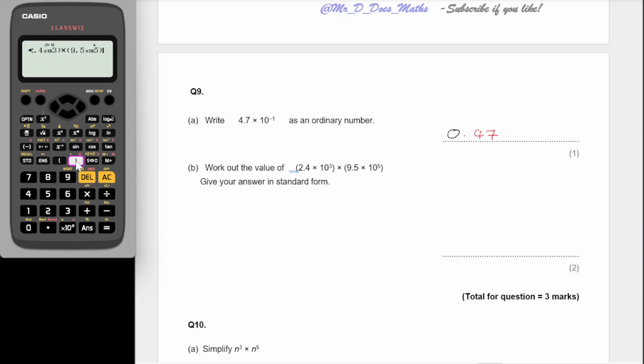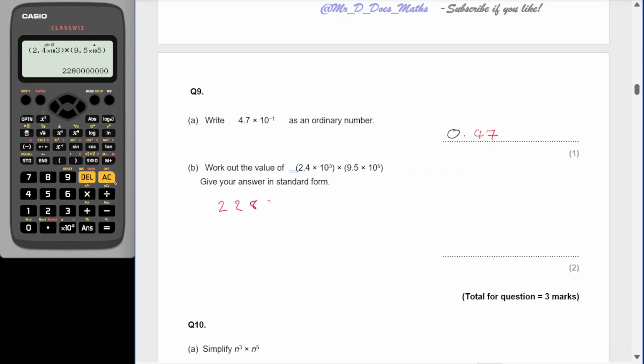Now I'm going to do a tiny bit of working out in my head. So 2 times 9 would be 18, and then 10 to the 3 times 10 to the 5 would be 10 to the 8, because you would add the powers. So that would be 18 times 10 to the 8, which would be 1.8 times 10 to the 9. So we've got it is 2, 2, 8, 1.